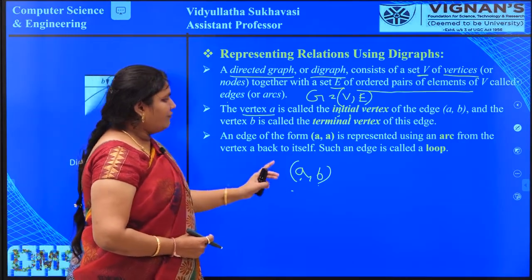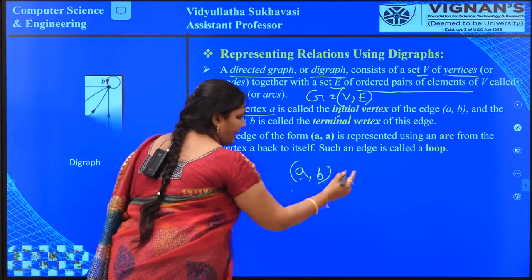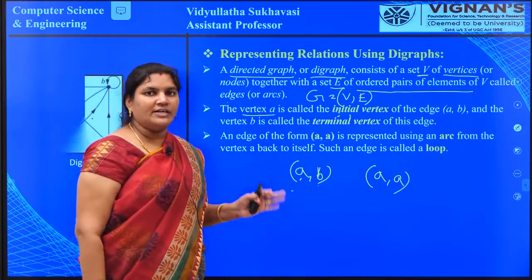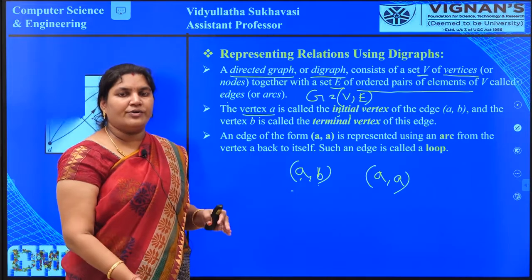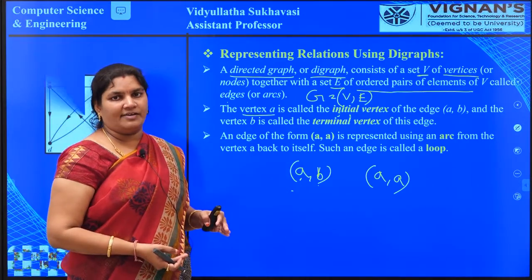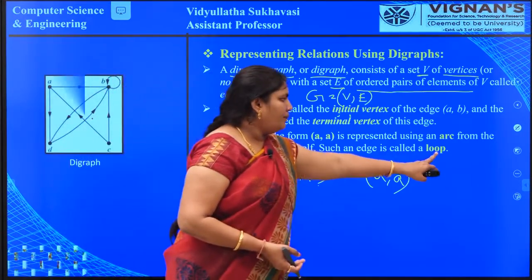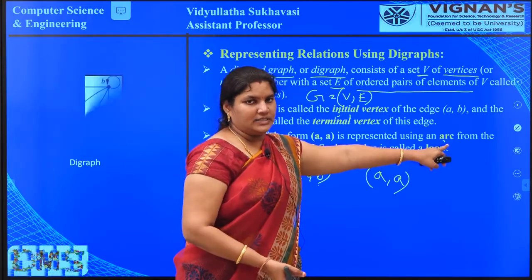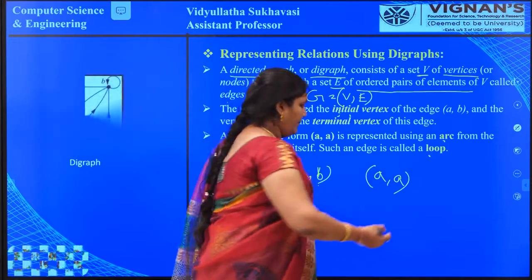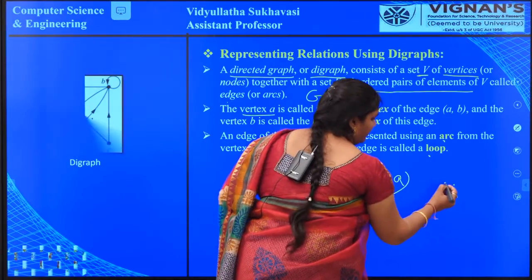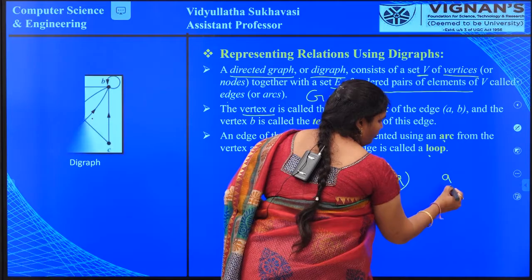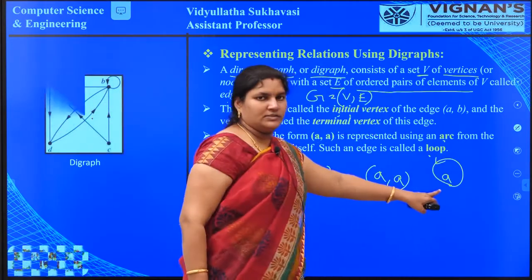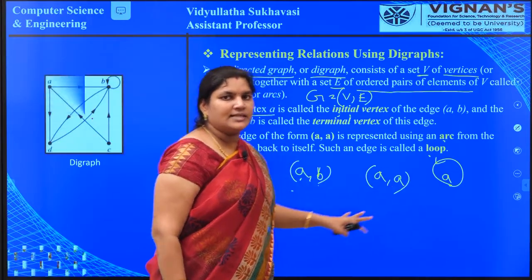Next, if we want to specify the ordered pair A comma A, how do we represent it in a directed graph? It is represented as a loop. We can call the edge an arc or a loop. That means if we want to specify the vertex A, we need to specify it with a self loop like this. We will see this in the example.